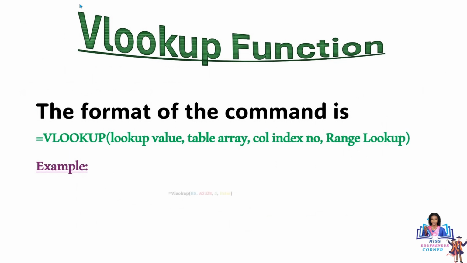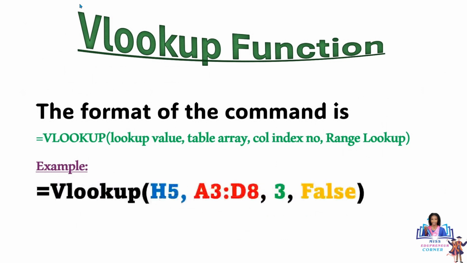And here's an example of how this function could be typed into the spreadsheet cell. Equal VLOOKUP, open bracket, H5, comma, A3 colon D8, comma, 3, comma, false. The H5 stands for the lookup value. The A3 to D8 stands for the table array. The numeral 3 stands for the column index number, and false is the range lookup.